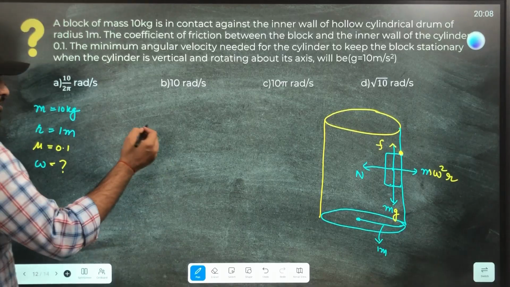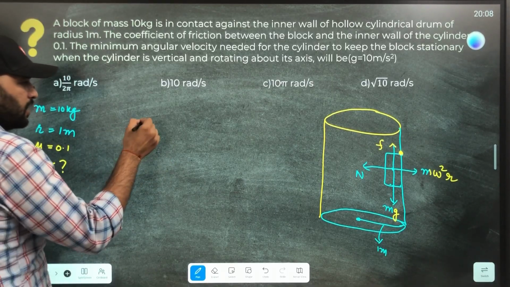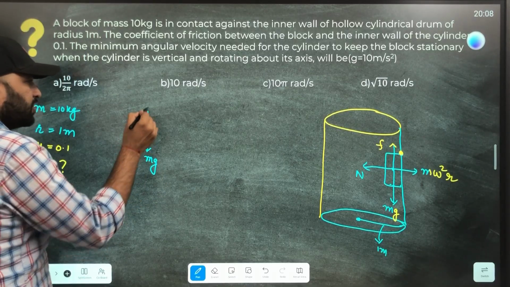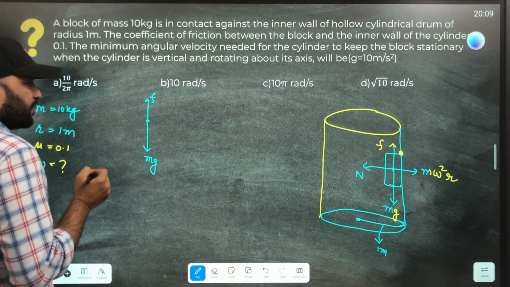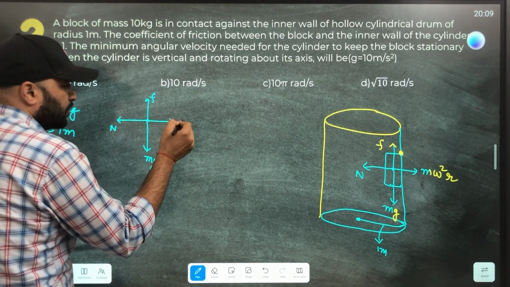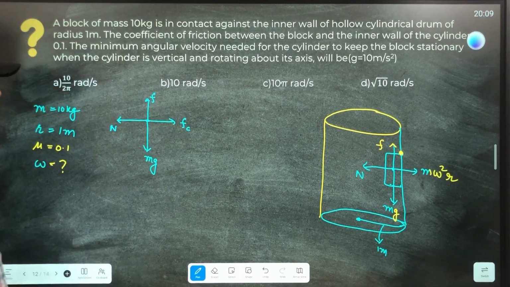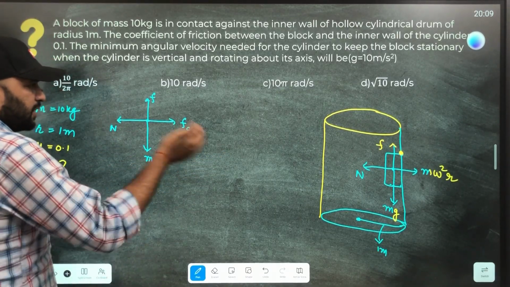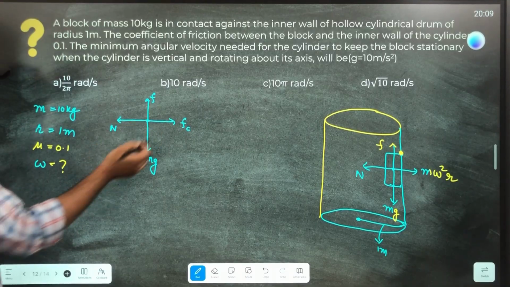So let me simply draw this over here. This is our block. Weight is trying to make this block fall down. Friction is trying to keep it static there. And normal reaction is in this direction, which is balanced by centrifugal force Fc. Okay, let's use these equations to figure out our omega. Clear?